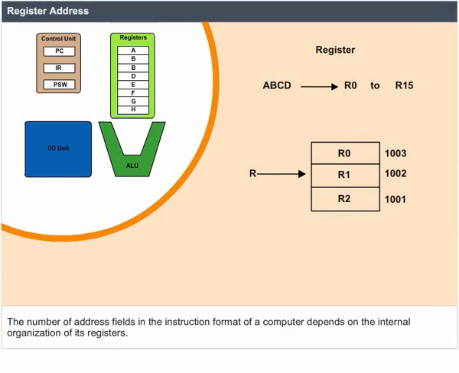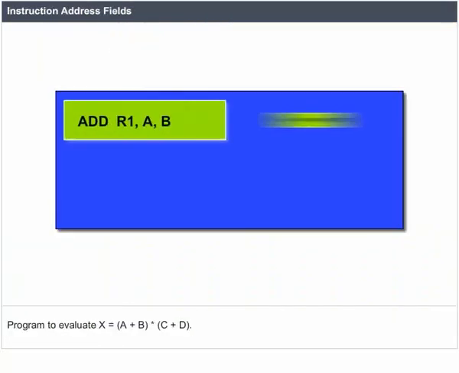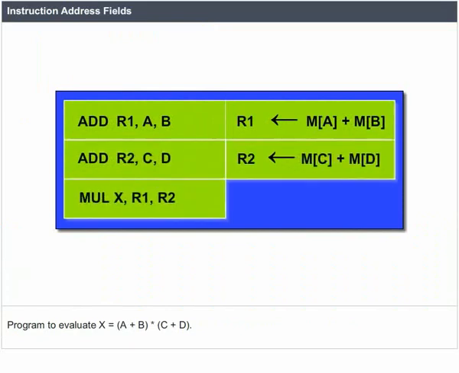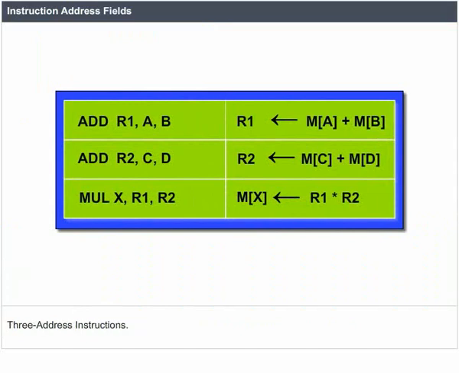The number of address fields in the instruction format of a computer depends on the internal organization of its registers. Instruction address fields. Program to evaluate X equals A plus B star C plus D. Three address instructions. The advantage of the three address format is that it results in short programs. The disadvantage is that the binary coded instructions require too many bits.